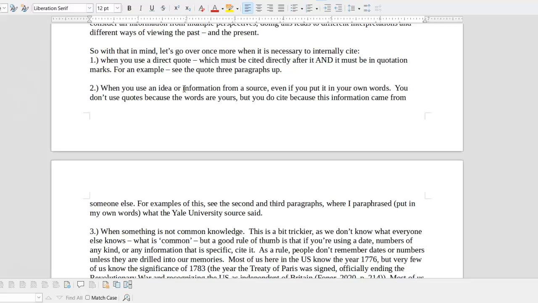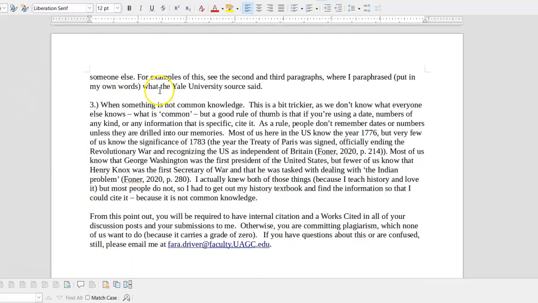You also, though, must cite when you use information from a source, even if you put it in your own words. This kind of mixes with the third time, which is when something is not common knowledge. It's a little bit trickier when something's not common knowledge. I've got a couple of examples at the end of this when you must cite, and I took these from U.S. history since most of us are pretty familiar.